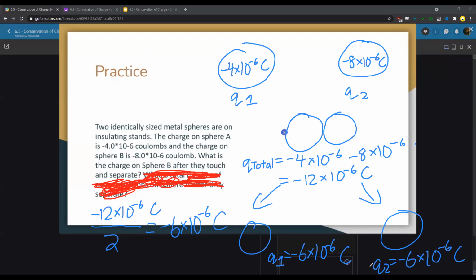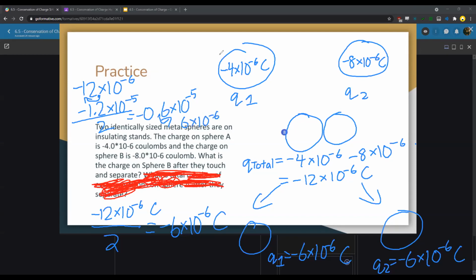Wait, you got negative 1.2 times 10 to the negative 5? That would be the same thing, because negative 12 times 10 to the negative 6, if you move the decimal place over to the left, becomes negative 1.2 times 10 to the negative 5. Then you divide it by 2, you get 0.6 times 10 to the negative 5. If you move the decimal place back over, you get 6 times 10 to the negative 6. That's what you would get if you plugged it into a calculator. That's why you got that number.